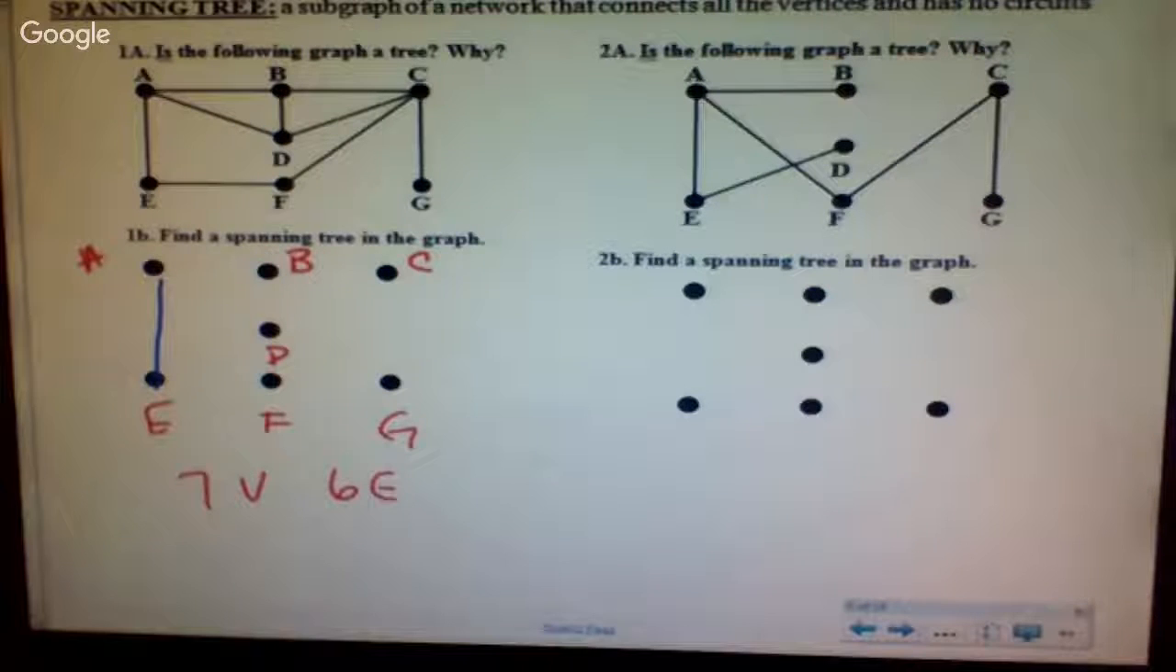You've gotta have CG. There's nothing else that reaches out to G. So that's 2.